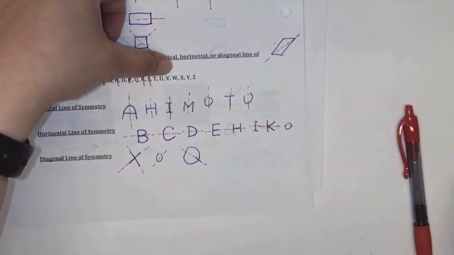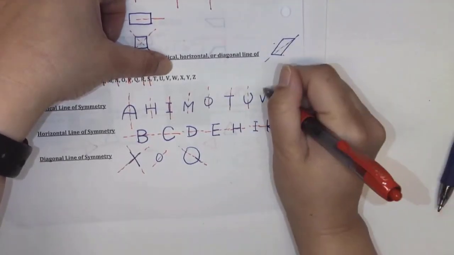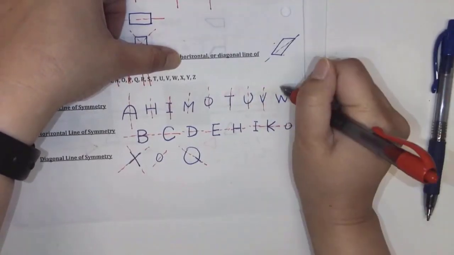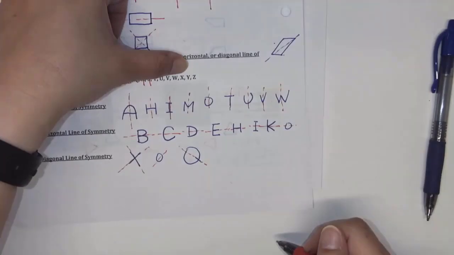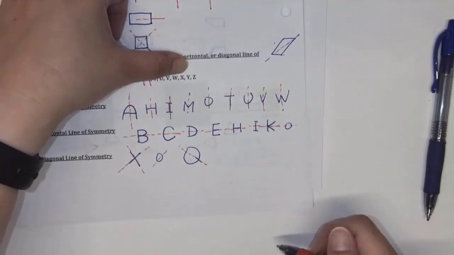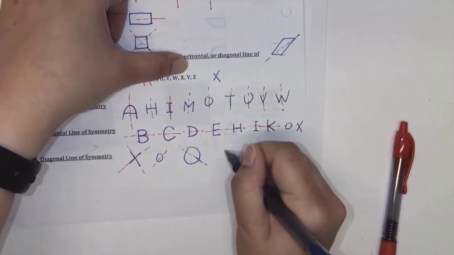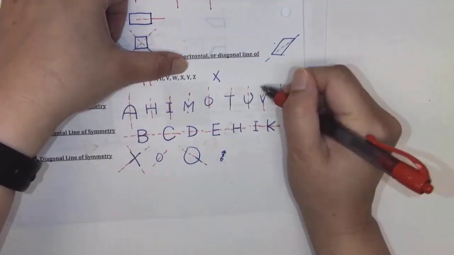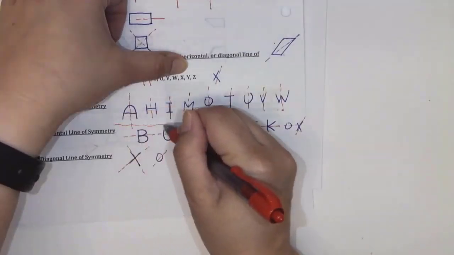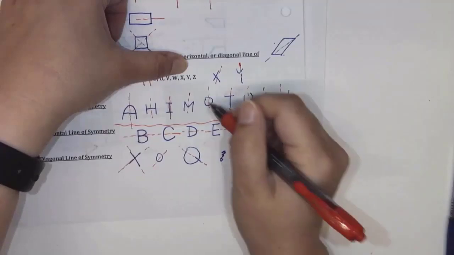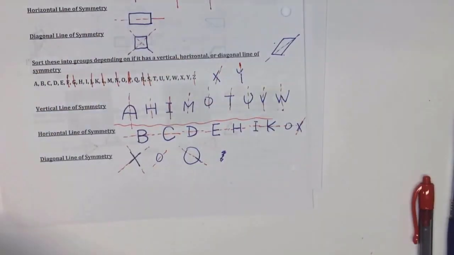V, vertical again. W, yeah, if you draw it carefully, you can fold it vertically. X, I heard all different things. Which one? All of them. It can be vertical, it can be horizontal, it can be diagonal. Oh, where do you have it? Y, vertical. Z, none of those. Okay. Do you get an idea how that works?